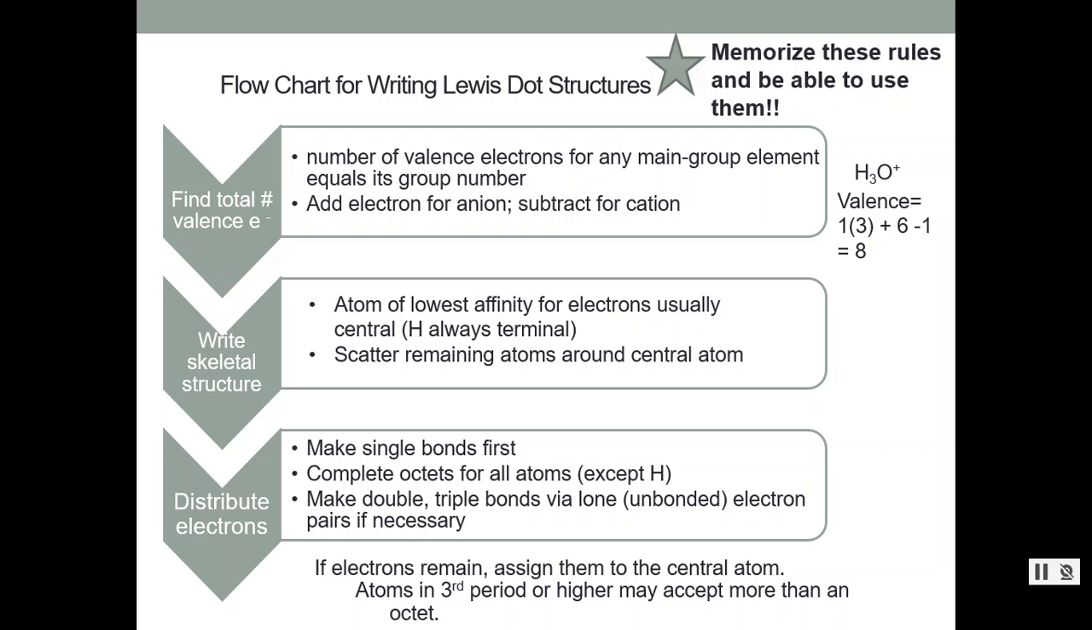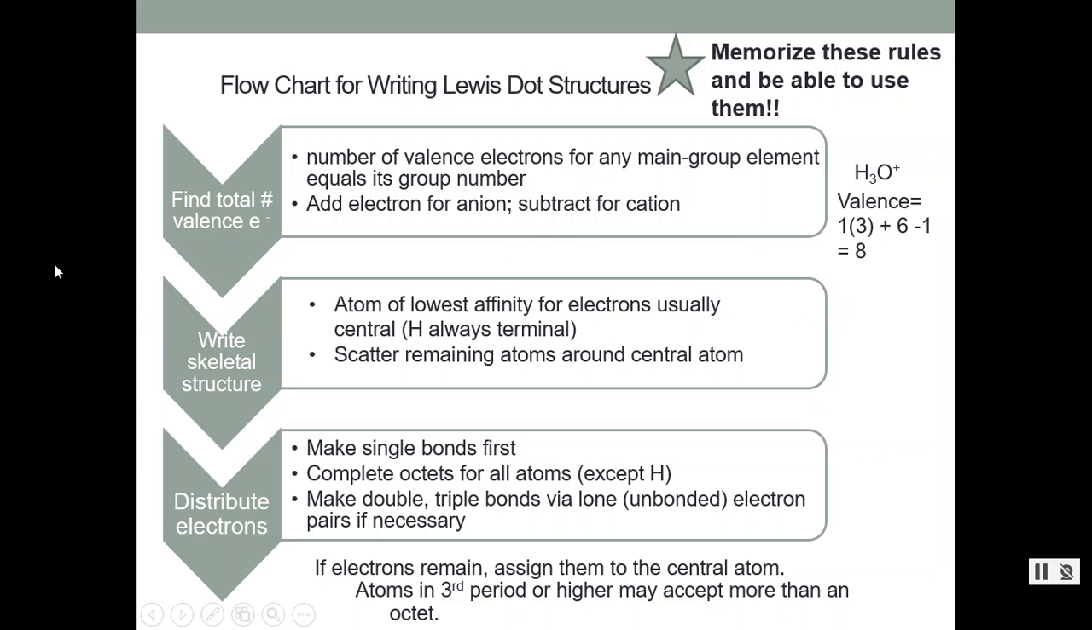No more, no less. Step 2, write your skeletal structure. So to determine your skeletal structure, specifically what atom is going to be central and what atoms will be terminal, here is where your electronegativity table and knowledge will be helpful, because you always want to have your central atom have the lower electronegativity value. The one exception is that if it's hydrogen, you always want that terminal. You always want hydrogen at the ends of the bonds.